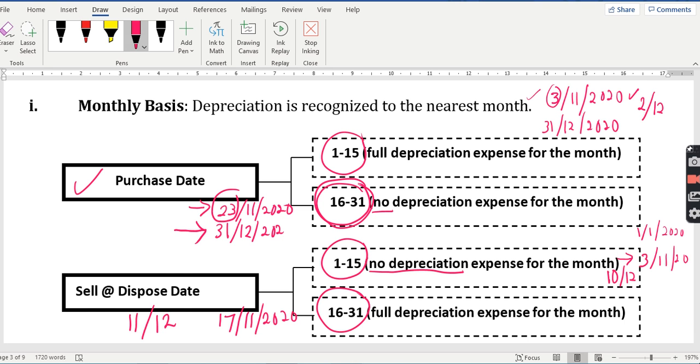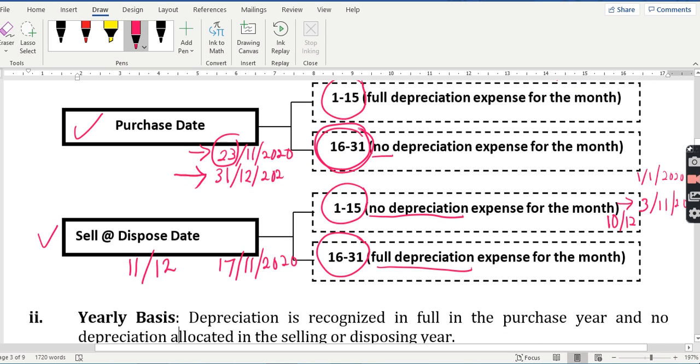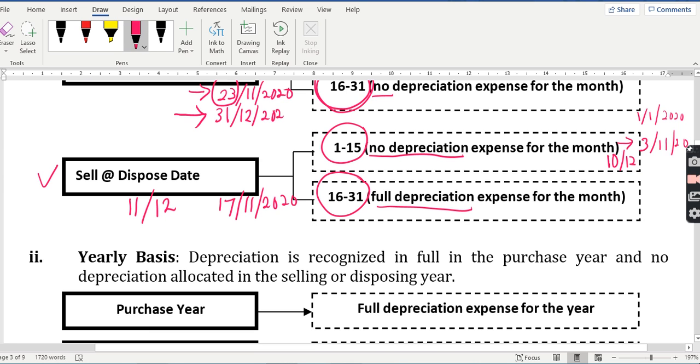So that particular month will be fully depreciated for that particular asset. So this is when you are using the monthly basis. As you can see, it is actually the opposite treatment if you are purchasing the asset or if you are disposing of the asset. Okay, so let's see if we are using the yearly basis.